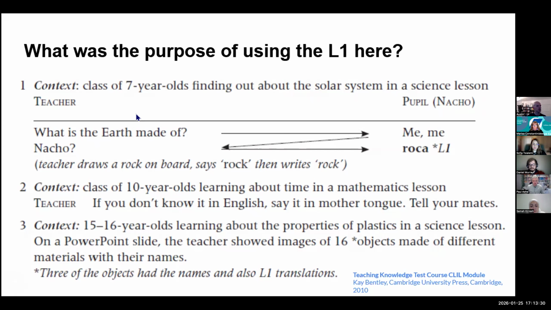How about number 2? Again, what's the purpose of using the L1 there? Checking. Yes, the idea is to understand the concept, not necessarily say it in English first. Because if they don't understand it in their mother tongue firstly, how can they express it in English? Exactly. Yeah, good.